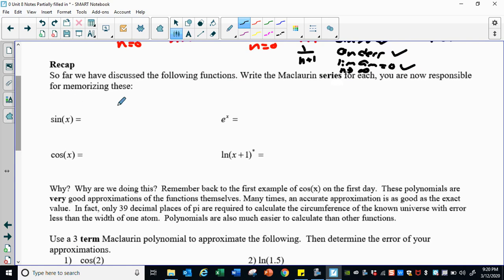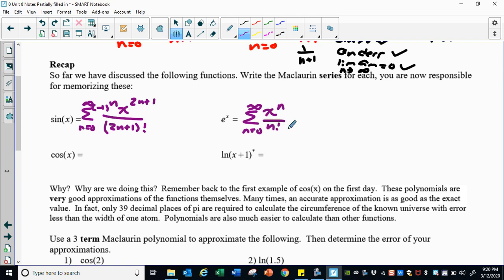All right, so recap, we have 3 of these memorized. So sine, I remember that that's an odd function. All these start at 0. Negative 1 to the n, x to the 2n plus 1 over 2n plus 1 factorial. E to the x, I remember that's the easy one. All start at 0, that's just x to the n over n factorial. Cosine, that's going to be negative 1 to the n, x to the 2n over 2n factorial, and I just remember cosine's an even function, degrees are even.